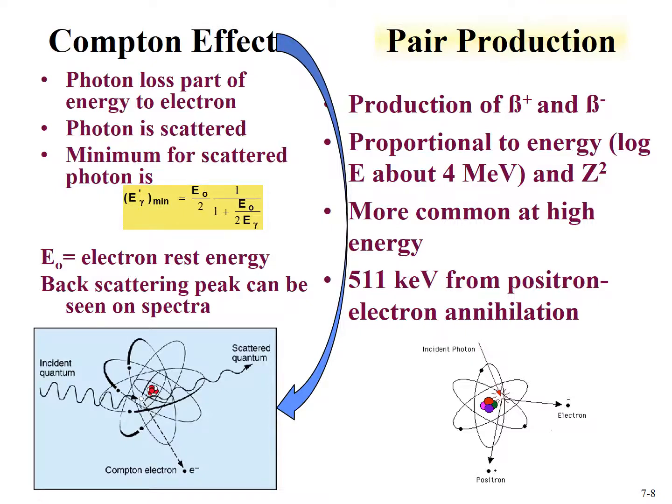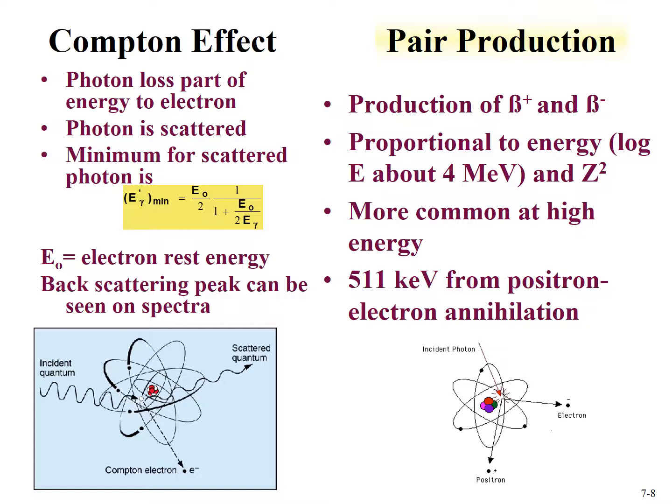The photon is scattered. There's a relationship between the energy of the photon and the electron rest energy. So we can talk about the electron rest energy and the photon energy, and that'll give us some minimum for the scattered photon energy. It's also possible to observe a backscattering peak from this Compton effect. Compton effects are often seen in gamma detectors, where you'll see counts above the background at energies below a main photopeak.